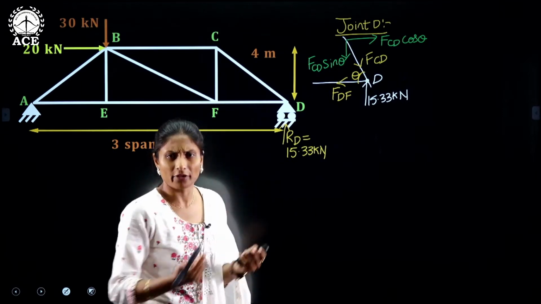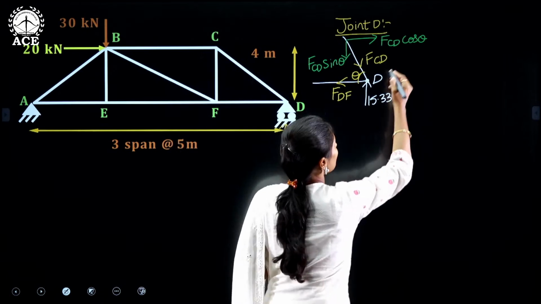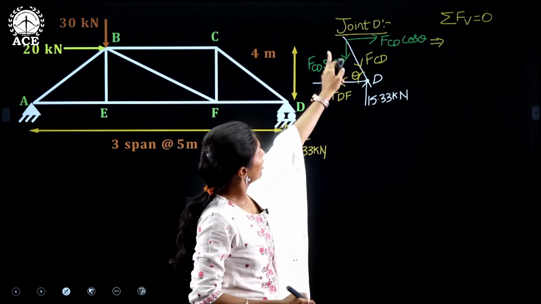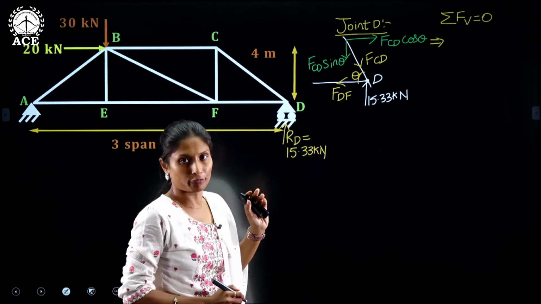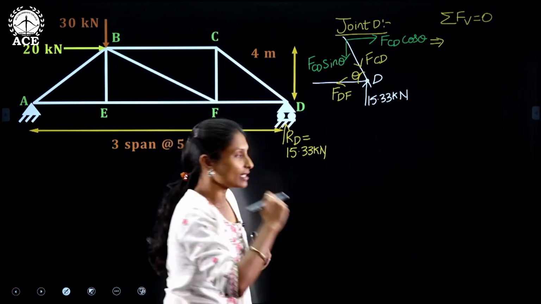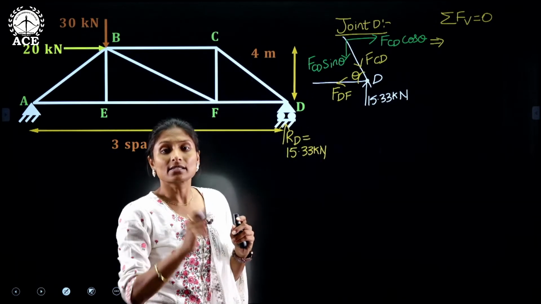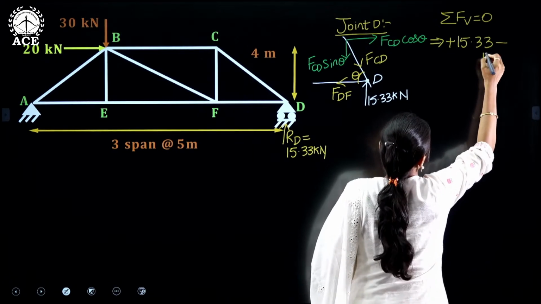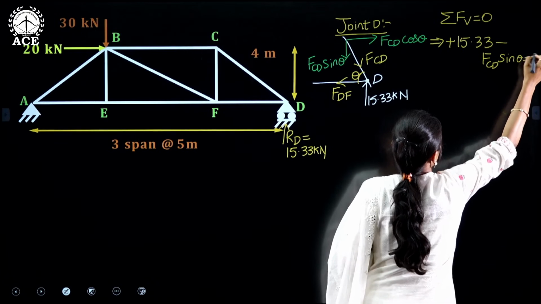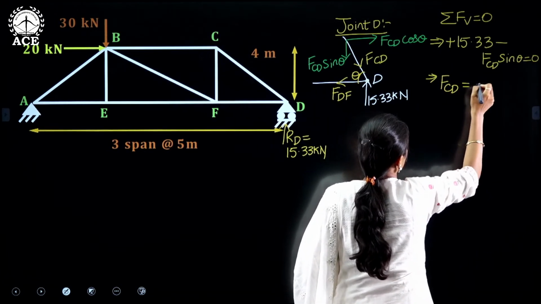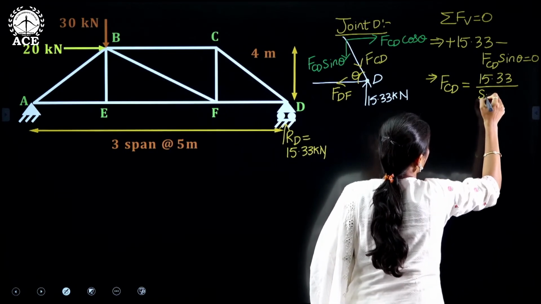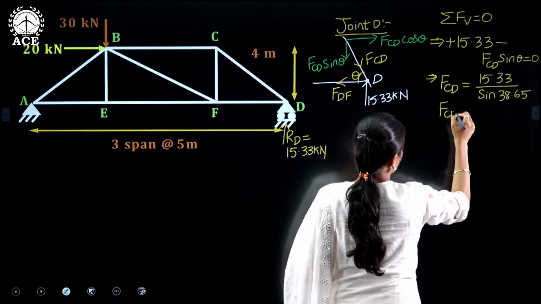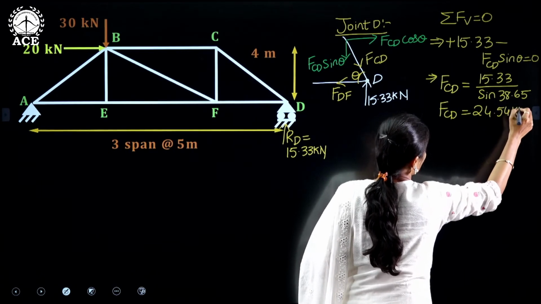Now again, same story as we did for joint A, applying sigma FV equals to 0. How many vertical forces are there? We are having only two vertical forces. One is an upward force and the other one is a downward force. Upward force is positive, downward force is negative according to the sign convention I followed in the starting of the problem. So plus 15.33 minus FCD sin theta equals to 0. So directly we can write FCD equals to 15.33 divided by sin 38.65. If you consider that, you will get FCD equals to 24.54 kilonewtons.